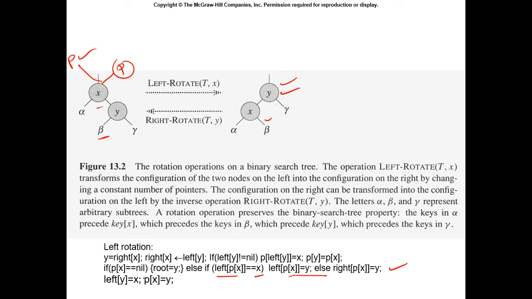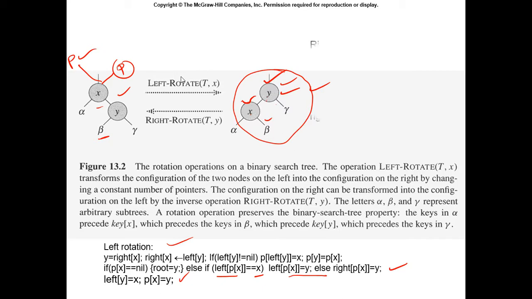Then you make left of y equal to x. So in left of y, x will be attached, you can see here. And p of x, the parent of x, becomes y. This is the left rotation, the complete operation mentioned. So again on this tree, after the transition took place when I performed a left rotation, if I again apply a right rotation, I get the same tree as what I had before I applied the left rotation, because they are symmetric in nature.